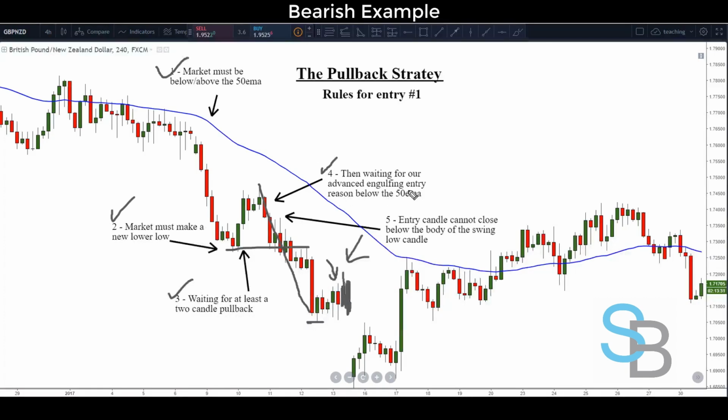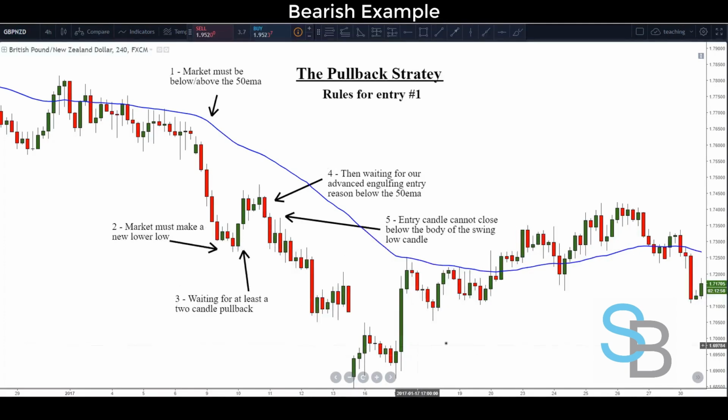Rule number 4, we get that advanced engulfing entry with a swing high engulfing pattern. And rule number 5, the close of the swing high engulfing pattern is above our previous swing low, the body of this previous swing low. So we can check that rule off as well, and this would be a valid entry number 1 for the pullback strategy as well. And as long as this market continues in trend continuation pushing down, we would continue to look for that entry reason.